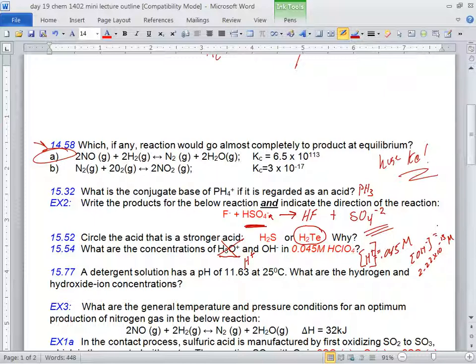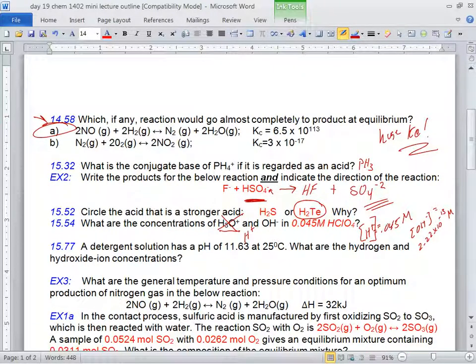Divide 1 times 10 to the negative 14 by 0.045, and she got that answer. Perfect. Okay. Kenneth, 77. What's the answer?